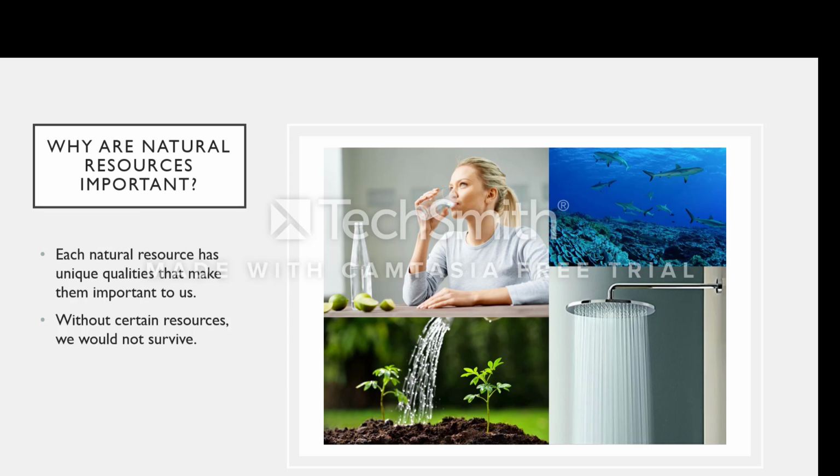So why are natural resources important? Each natural resource has unique qualities that make them important to us. Without certain resources, we would not survive. For example, water is something we couldn't live without, but it can also be used in a variety of ways: to grow our plants, for showering, for sea life, and for drinking. Of course, we would not be able to live without that.